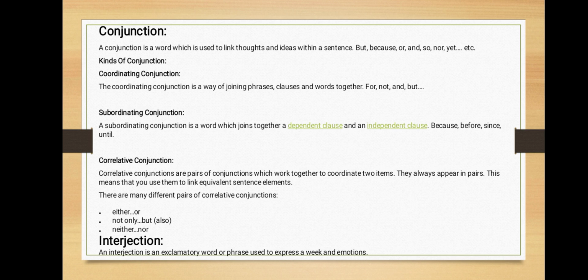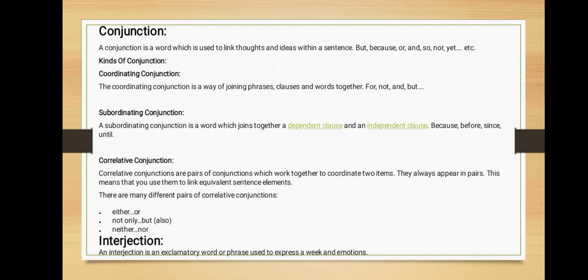Number three is correlative conjunction. Correlative conjunctions are pairs of conjunctions which work together to coordinate two items. They always appear in pairs. This means that you use them to link equivalent sentence elements.